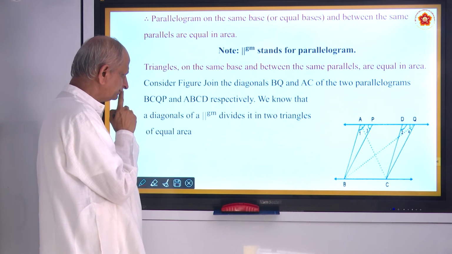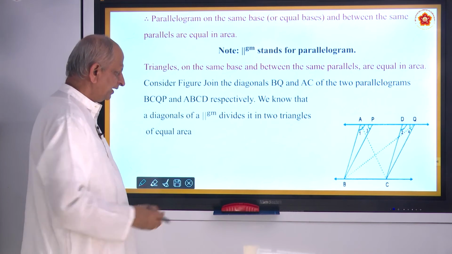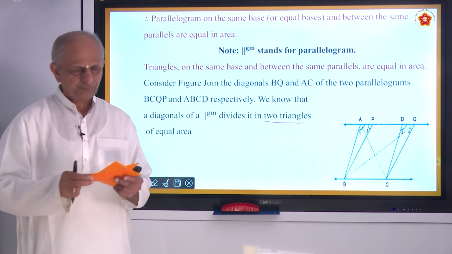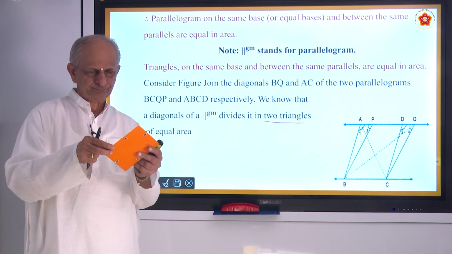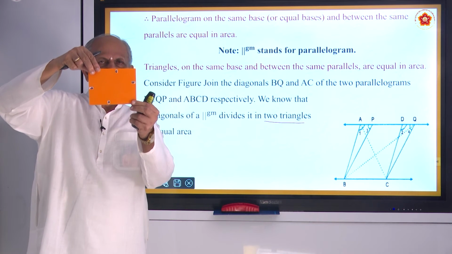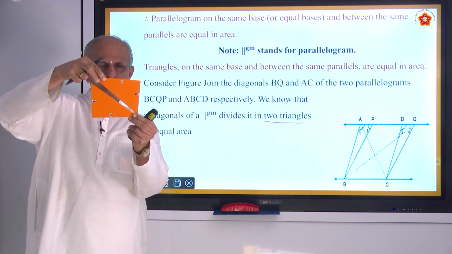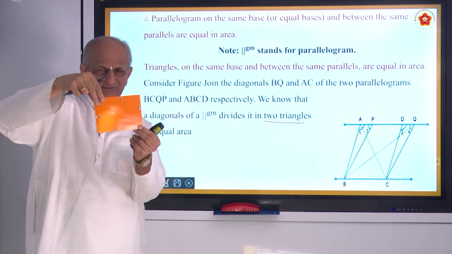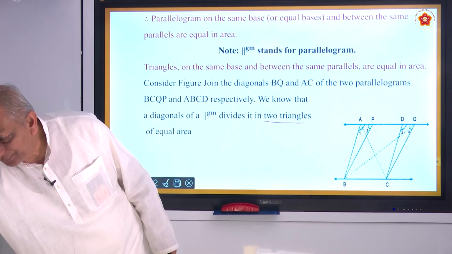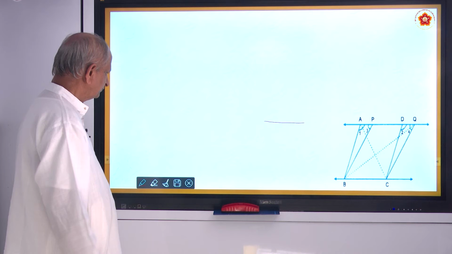And what does the diagonal do? The diagonal divides the parallelogram into two equal parts, and they are the two triangles. As I told in the beginning, this is a parallelogram. Suppose you draw a diagonal, it cuts it into two congruent triangles. So here also the two diagonals cut the parallelograms into two triangles which are equal in area. Followed.